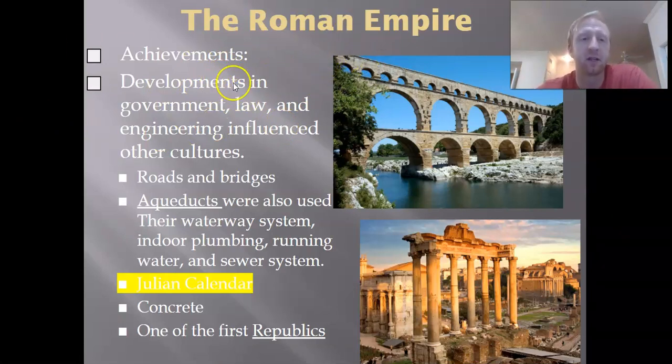So some of the achievements developed: government, law, engineering, influence over culture, roads, bridges, aqueducts, right? The Julian calendar, right? So like the whole May, June, July thing. Yeah, that came from the Roman Empire. That calendar is 2,000 plus years old. That's why it's called 2022, because it started in the Roman Empire 2,000 years ago, shortly after Jesus died. So, and they invented concrete.